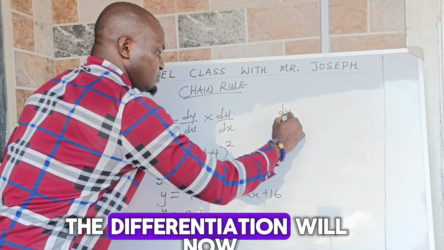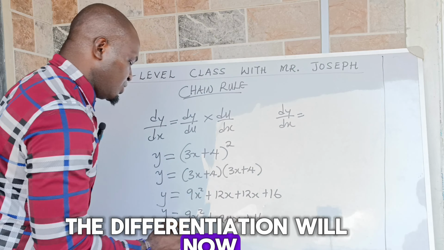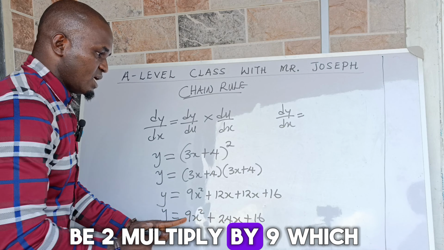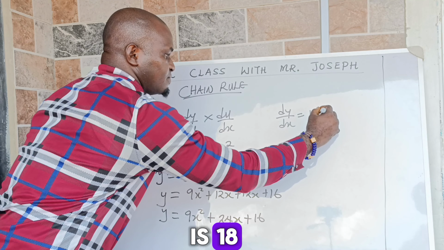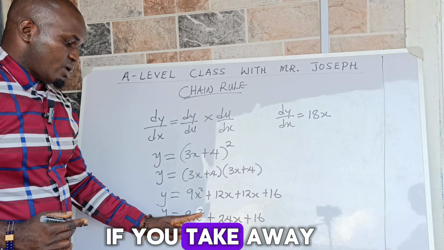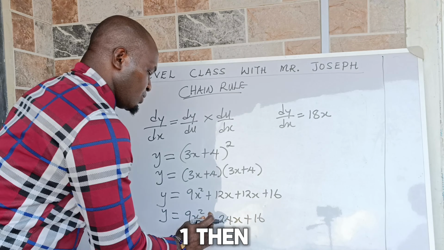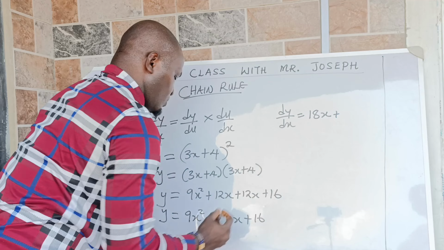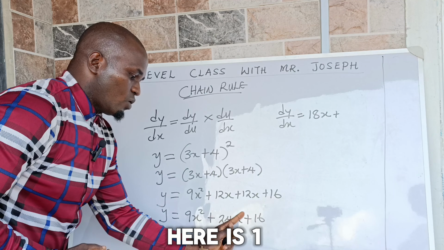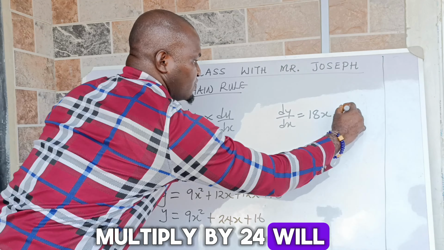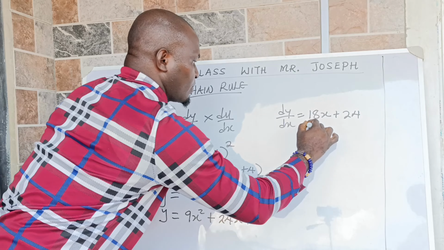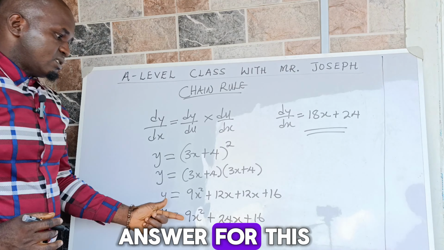So the differentiation will now be 2 multiplied by 9, which is 18. If you take away 1 from 2, you get a power of 1. Then the power of x here is 1 multiplied by 24 will give you 24. So this is the answer for this.